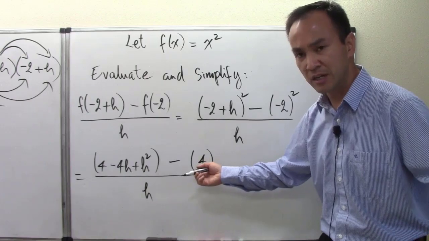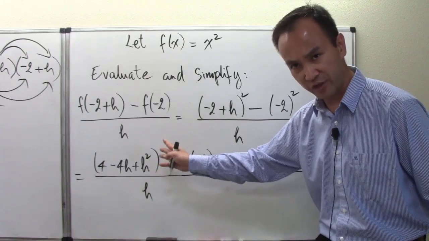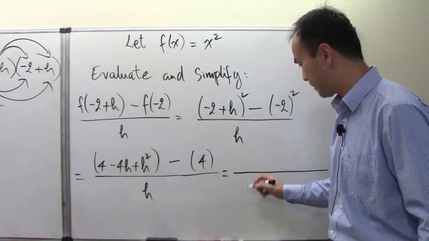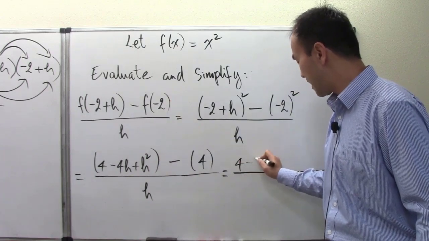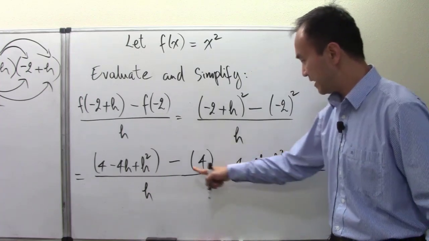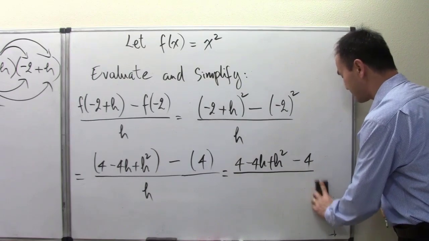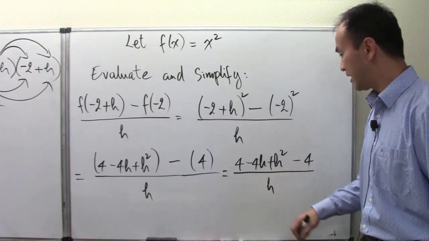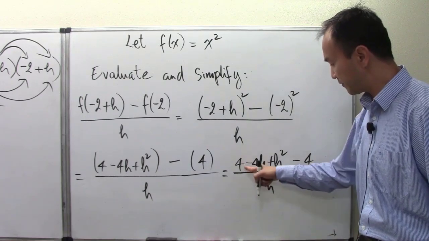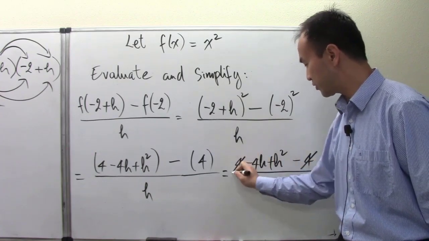no longer have to worry about sign change or anything like that. There's no sign change to worry about. So it's just 4 minus 4h plus h squared. Okay, and then that becomes a minus 4, and then over h. And so now I'm going to recognize there's 4 minus 4. They are opposite terms. Cancel them away.